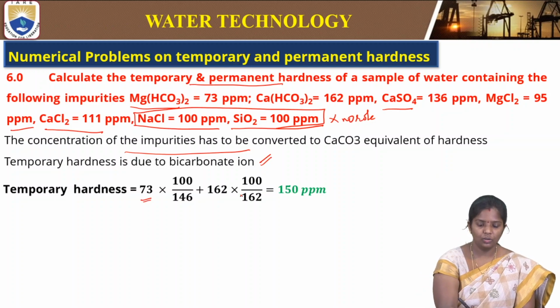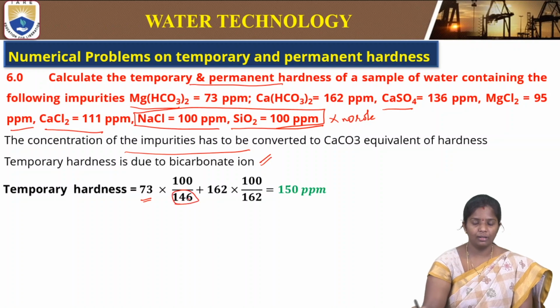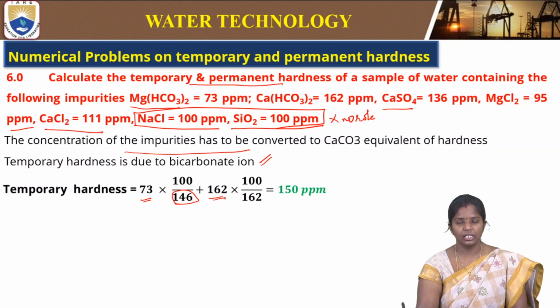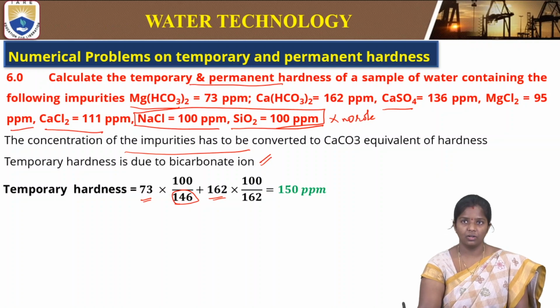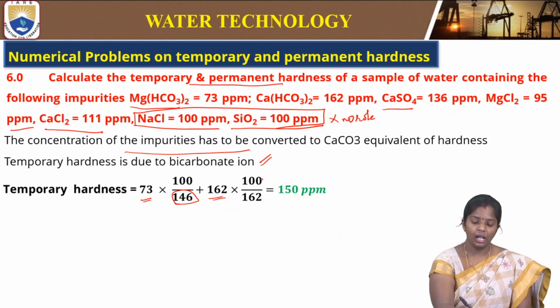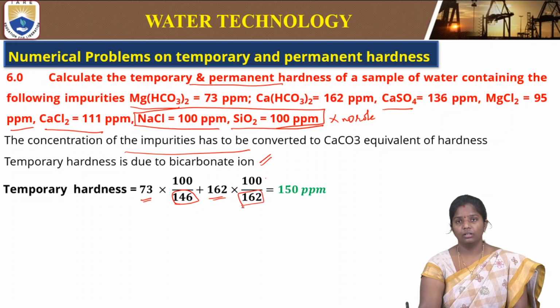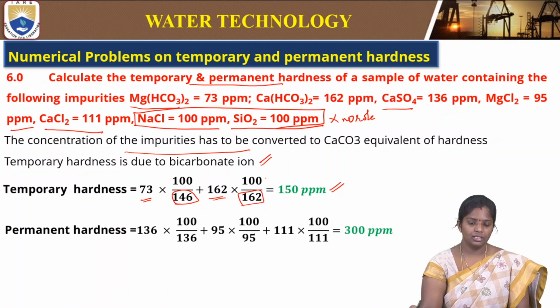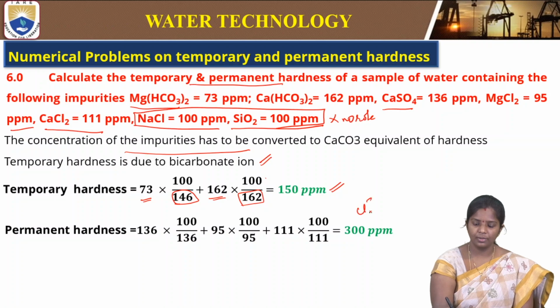So 73 into 100/146 is the bicarbonate of magnesium. Then 162 is the concentration of the hardness causing salt, calcium bicarbonate, into 100/162, where 162 is the molecular weight of calcium bicarbonate, and we get 150 ppm as the temporary hardness that is present in that particular water sample. Then permanent hardness is due to chlorides and sulfate ions.